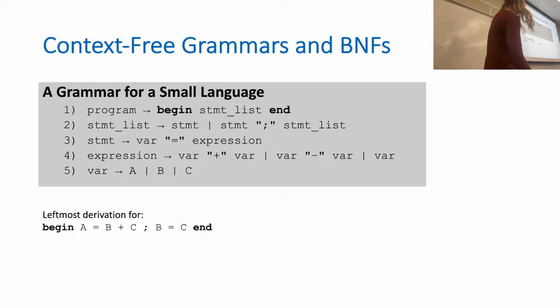So, we have a grammar for a small language here. This is like a very overly simplified little programming language. We have our start symbol as program. Program breaks down to the begin terminal, statement list non-terminal, and then end terminal. Statement list, statement breaks down to expressions and vars. So we've got 5 non-terminals. We describe how they break down. And now we are basically asking to do a leftmost derivation of begin A equals B plus C semicolon B equals C end.